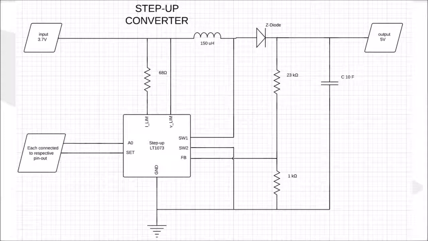And then here's the step-up. So we get our input from the battery charger, and then the output will go to the sensors. And yeah, this is the most recent update. Originally we had a 2.2 inductor, but we switched that. So that's probably the main switch we did.